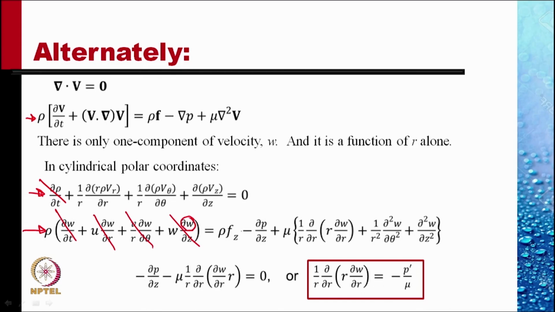This is the body force term, and if we neglect this, we say the pipe is horizontal, then this can be neglected. Delta P by delta Z remains. This term remains because W is a function of R. This term is 0 because W is not a function of theta. It just does not change in the circular direction and it does not change in the Z direction. So, this is the only part of the equation that remains.